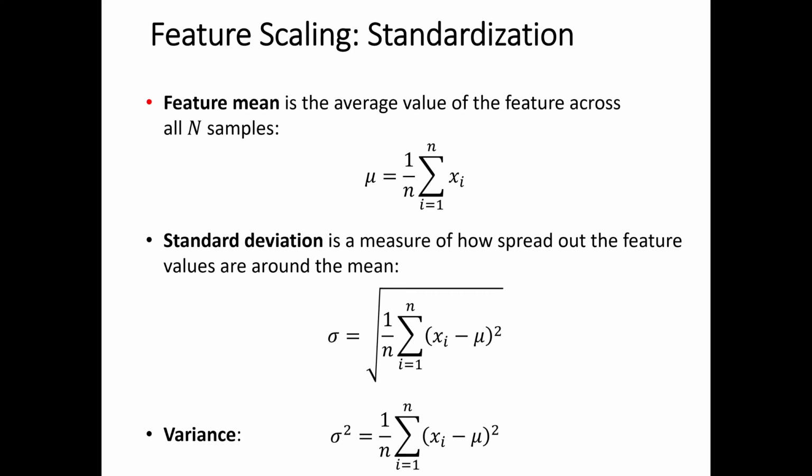Let's recall that the feature mean is the average value of the feature across all n samples. The standard deviation measures how spread out the feature values are around the mean. It's the square root of the average square deviation from the mean. We've already seen the standard deviation earlier when we talked about linear correlation. The variance is simply the square of the standard deviation. It shows how much the values vary from the mean on average.